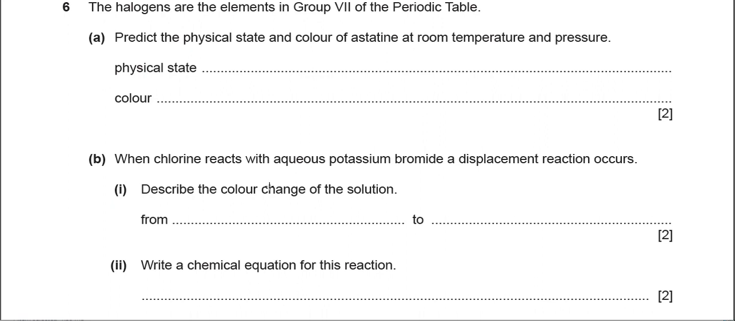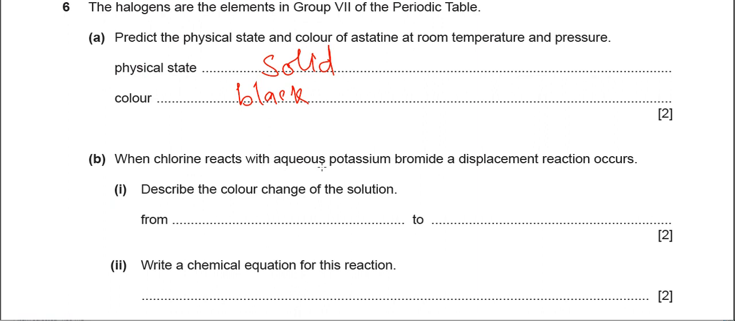Okay. Then next question, he says the halogens are the elements in group 7 of the periodic table. Predict the physical state and the color of astatine. So astatine is solid at room temperature. Then color is black.